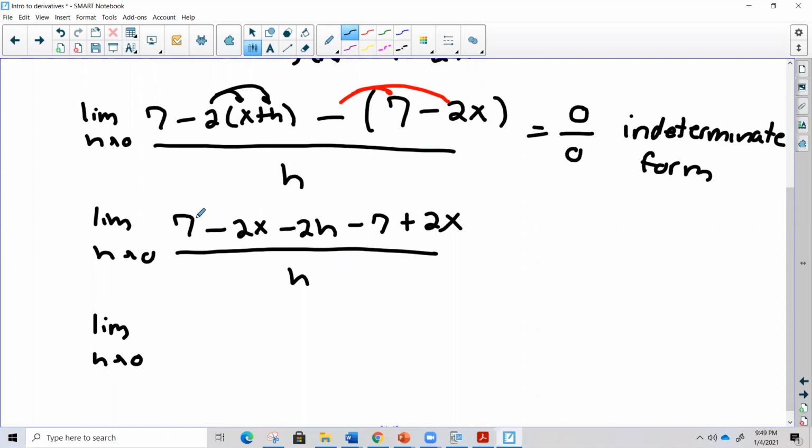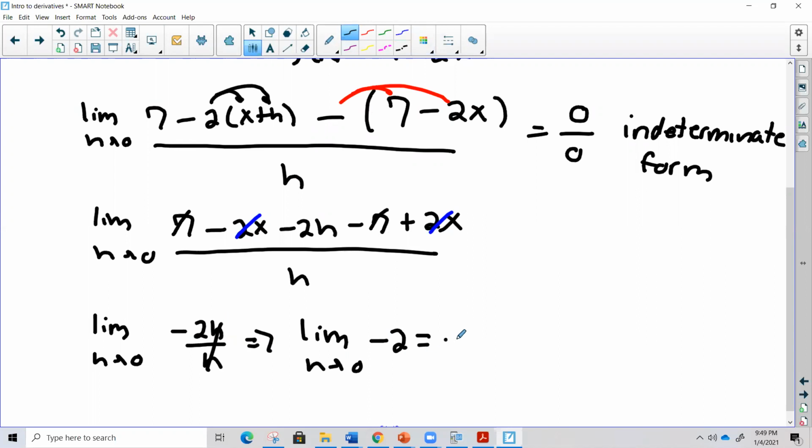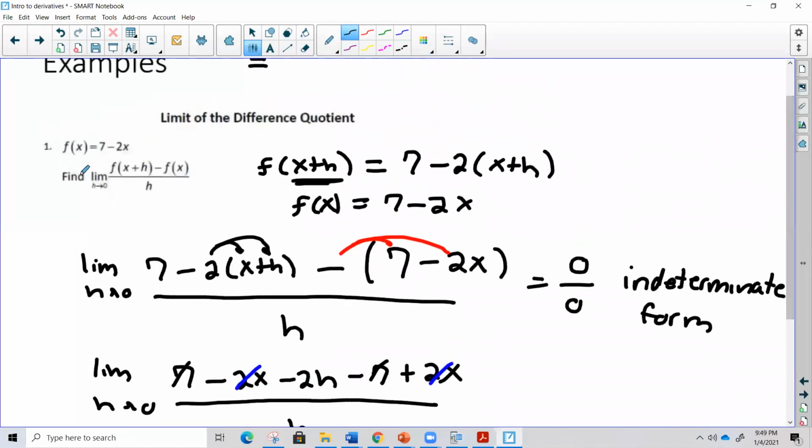So if I look at this, the 7 minus 7 gives me 0. So those cancel. The negative 2x plus 2x also add to 0. And so all I'm left with is the negative 2h over h. Well, these h's cancel. And so that gives me the limit as h approaches 0 of negative 2. And we said the limit of a constant is just that constant. And so this is what the derivative is of 7 minus 2x.